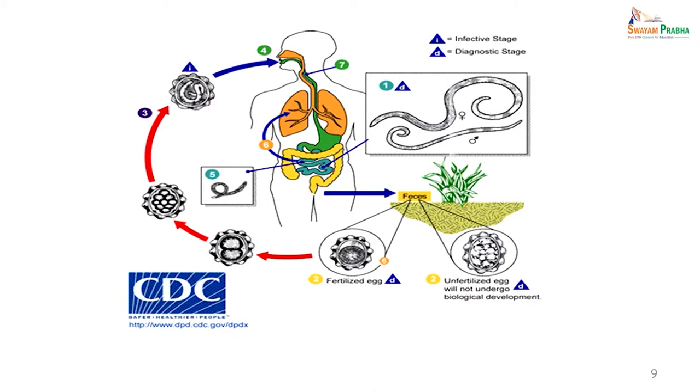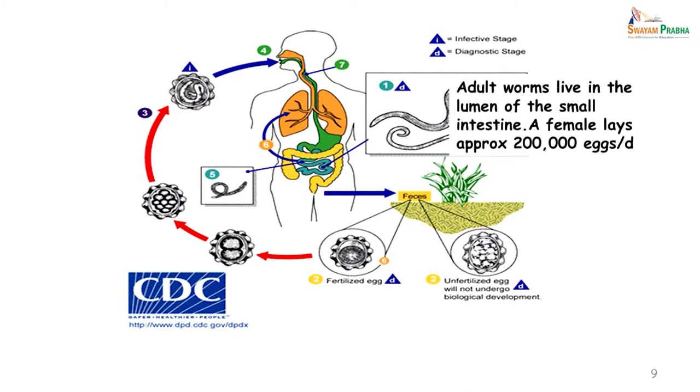All right. So, now let us look at a picture of what I asked you all to visualize. So, we have the adult worm which is living in the lumen of the small intestine. A female lays approximately 2 lakh eggs per day. Can you imagine? That is a large number. Now, these eggs are passed with the feces, and like I told you, they may be unfertilized eggs or they may be fertilized eggs depending on whether there was only a female or whether there was a male and a female. And of course, in the case where there is only a male, there will be no eggs.